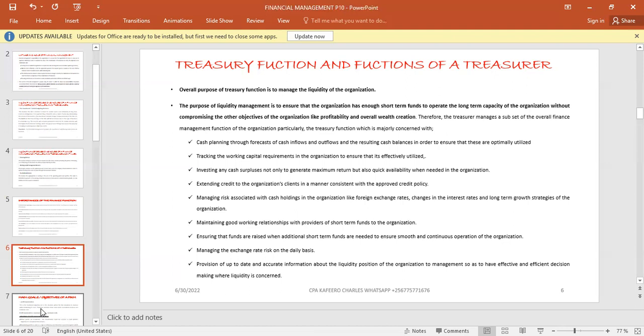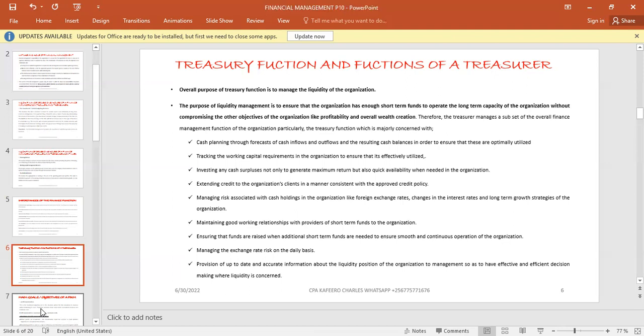And we are saying that the purpose of liquidity management is to ensure that the organization has enough short-term funds to operate the long-term capacity of the organization without compromising the other objectives of the organization, like the profitability or overall wealth creation.